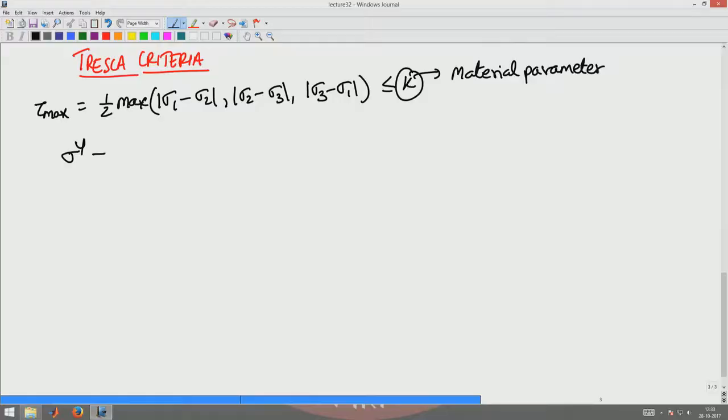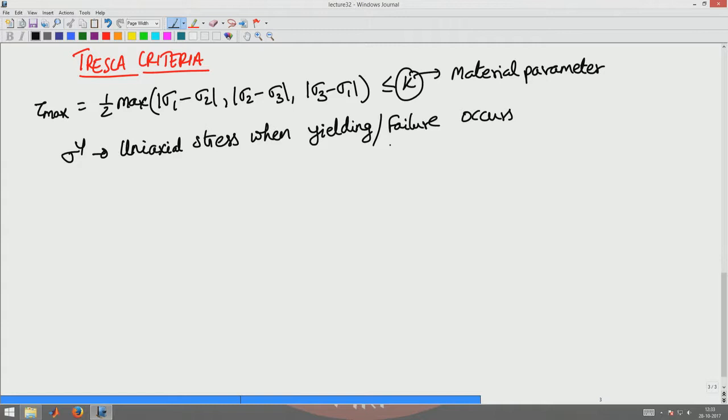So, let sigma y represent uniaxial stress when yielding or failure occurs, failure means yielding essentially occurs in the material. Now, what is this kappa? How is this kappa related to sigma y is the question.